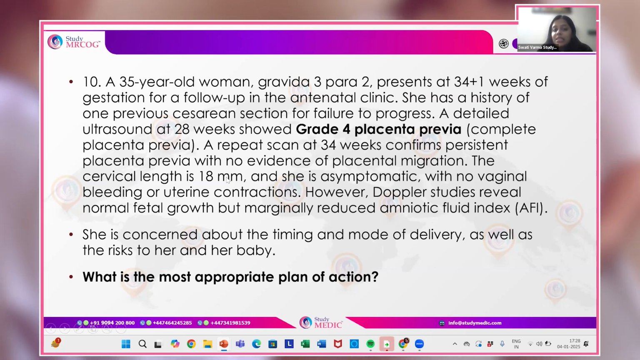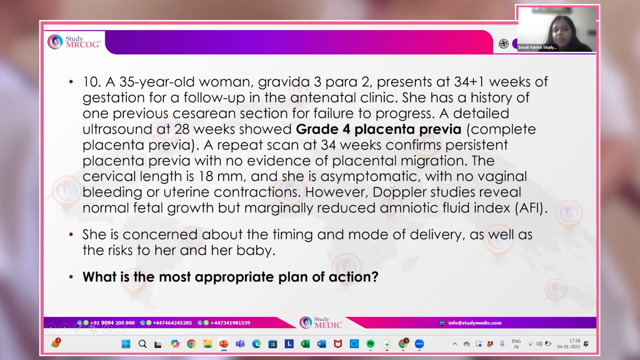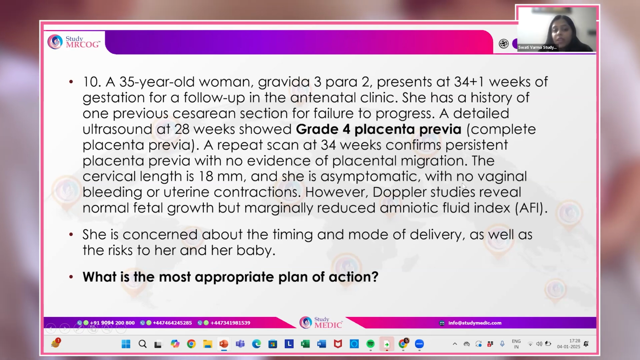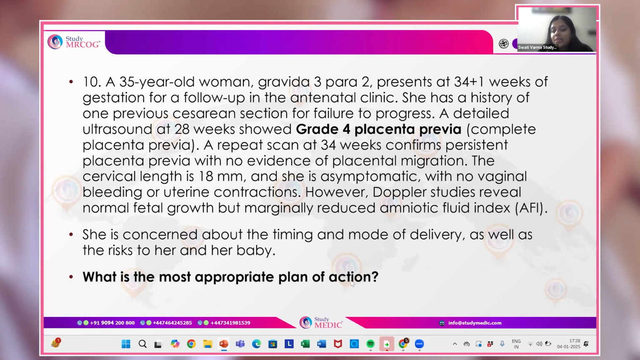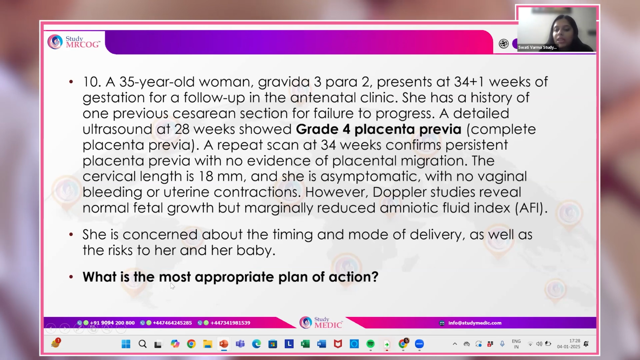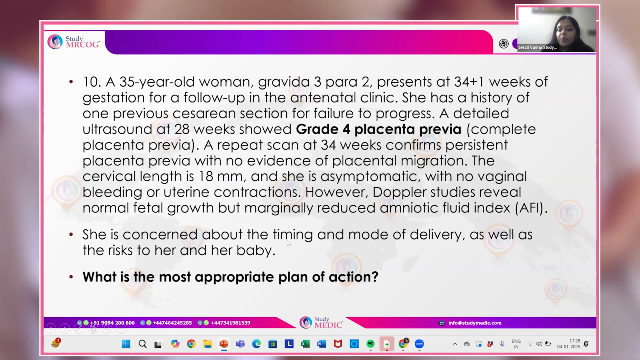Cervical length is suggestive that she might land up having premature delivery. And she is asymptomatic with no vaginal bleeding or uterine contractions. However, Doppler reveals normal fetal growth, but marginally reduced AFI. Now, she is concerned about the timing and mode of delivery, as well as the risks to her and her baby. So what is the most appropriate plan of action?